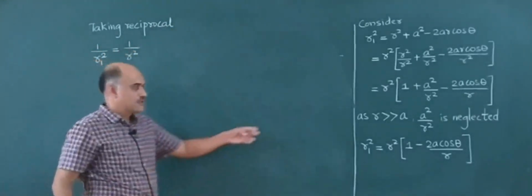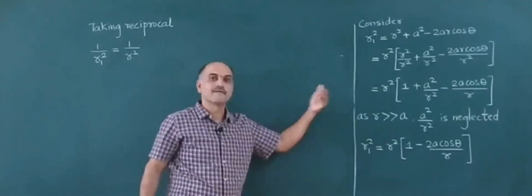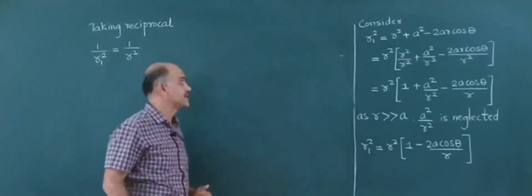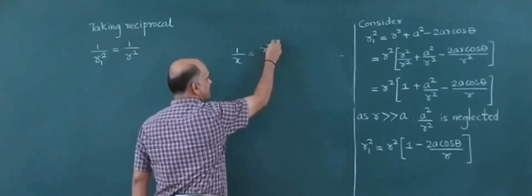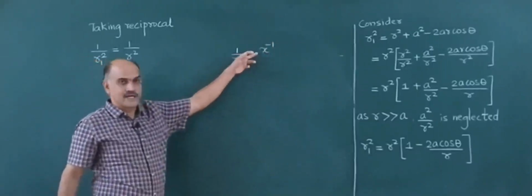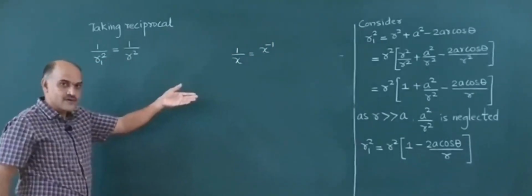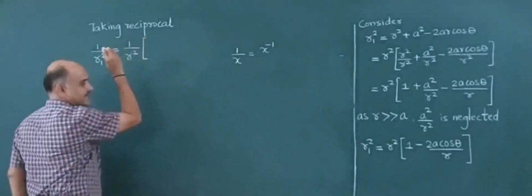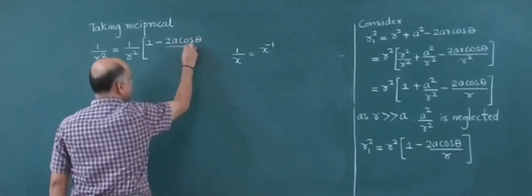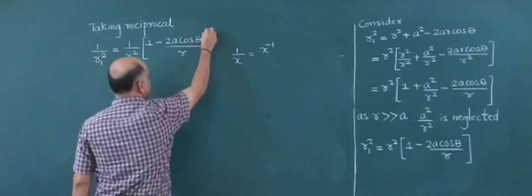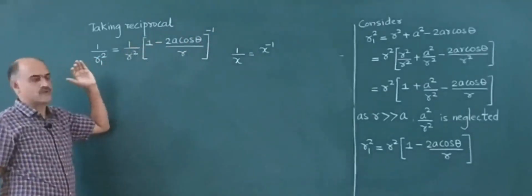square. So now this bracket, instead of writing 1 divided by, I will write it as raised to minus 1. Means if there is 1 by x, I can write it as x raised to minus 1. So x raised to minus 1 is nothing but 1 by x. Similarly, taking reciprocal, instead of writing 1 divided by, I will write bracket 1 minus 2a cos theta divided by r bracket raised to minus 1. Means I have taken reciprocal.